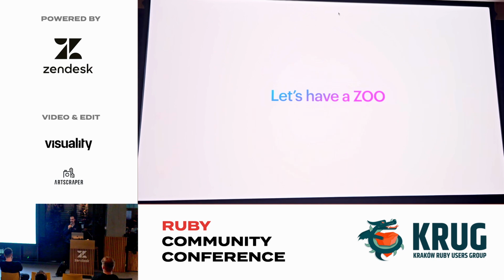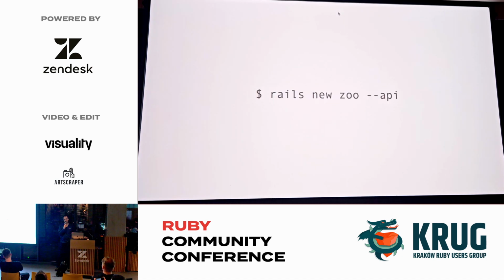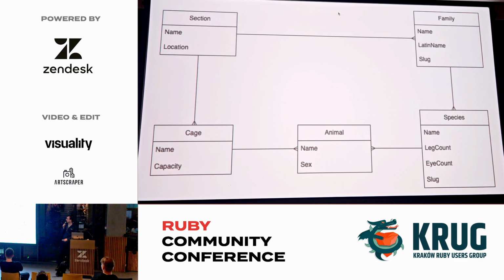But today we're going to build a zoo, because you need an information system for a zoo, right? You do rails new zoo API. You only want an API, that's the talk, so we don't have a front end. I already noticed that I made a mistake in the ER model, but this is how a zoo could look like. You have sections of the... does the pointer work? No, it's not visible, never mind.